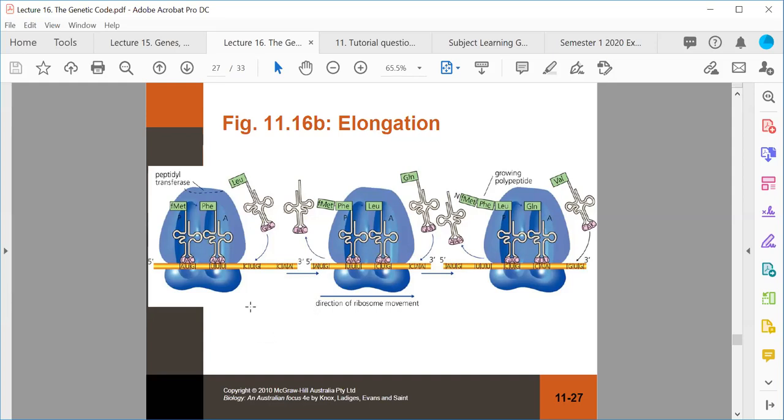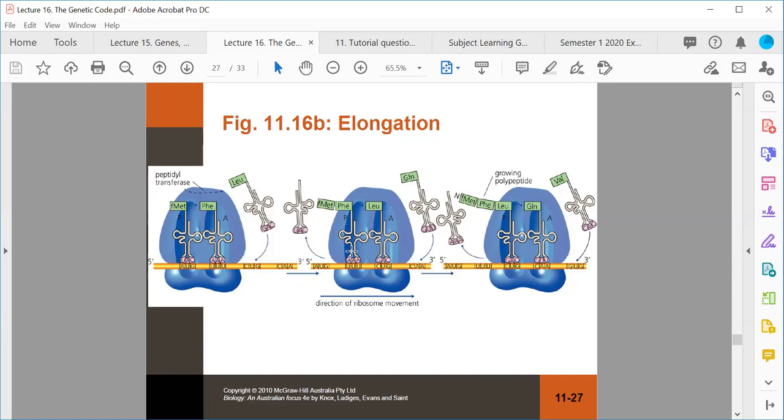All right, so that's the first part of elongation. Let's just look at this transfer RNA here. It's in the A site, but when the ribosome moves to the right, so it's moving from 5' to 3' direction, that means this particular transfer RNA will now end up being positioned in the P site. And that's exactly what we see here in the middle.